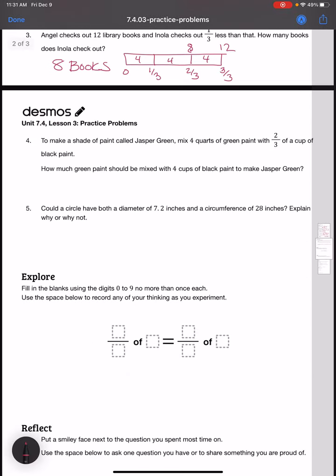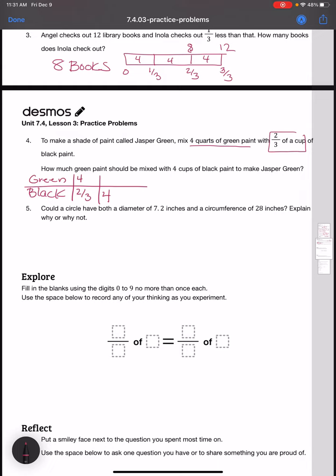The next one says, to make a shade of paint called Jasper Green, mix 4 quarts of green paint with 2/3 a cup of black paint. So we have green paint and black paint. So 4 quarts of green paint, 2/3 of black paint. How much green paint should I mix with 4 cups of black paint to make Jasper Green?